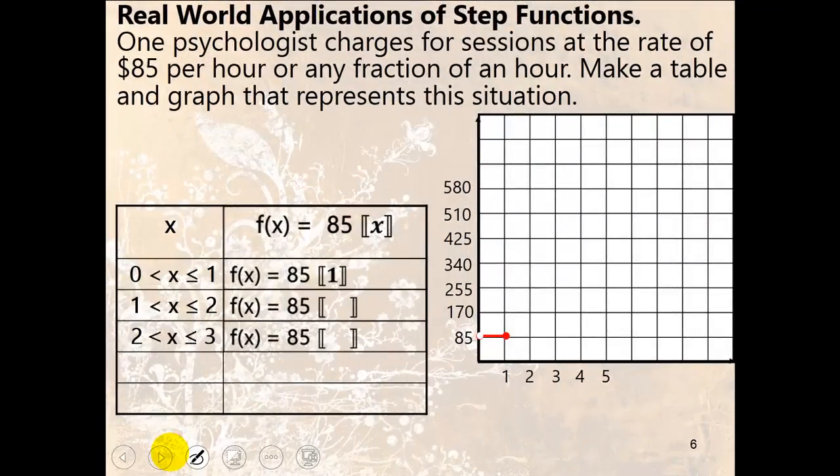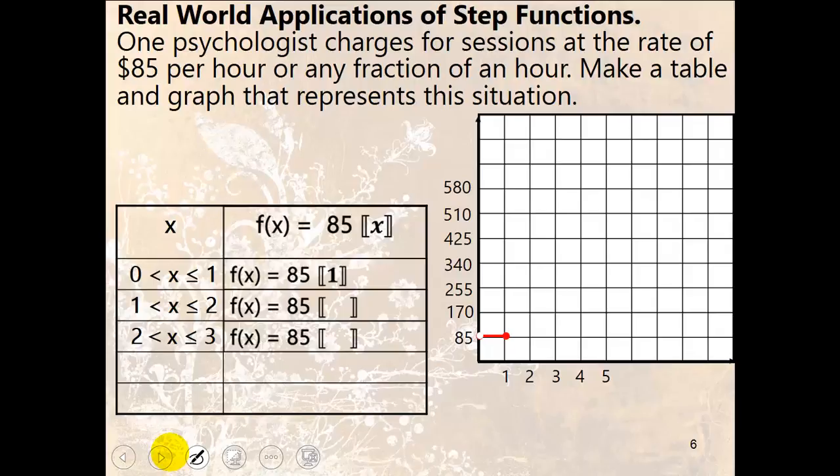Here's an example based on a psychologist charging fees. One psychologist charges for sessions at the rate of $85 per hour, or any fraction of an hour. So if you go in and you talk to them for 5 minutes, that's $85. If you talk to them for 1 minute, that's $85. If you talk to them for 59 minutes, that's $85. So it's $85 for every hour or part hour.